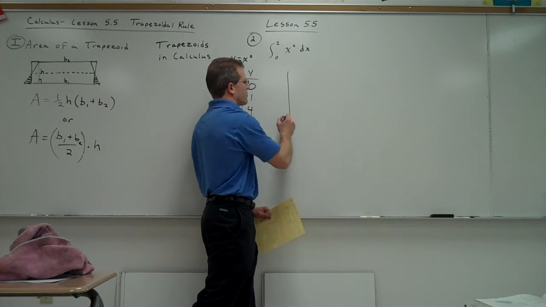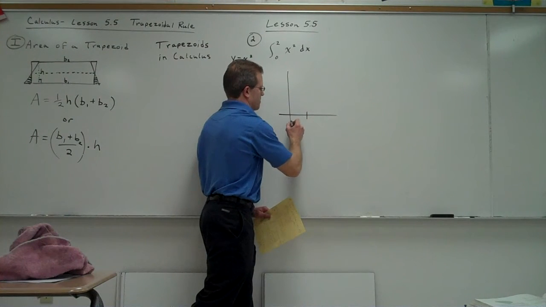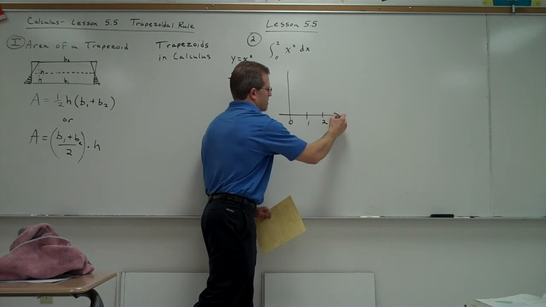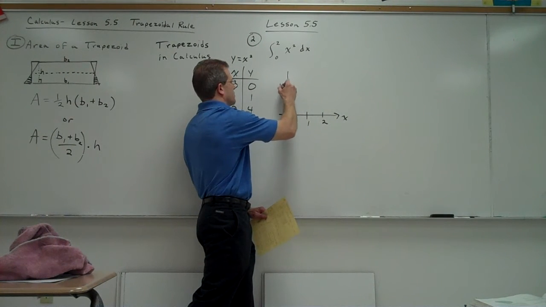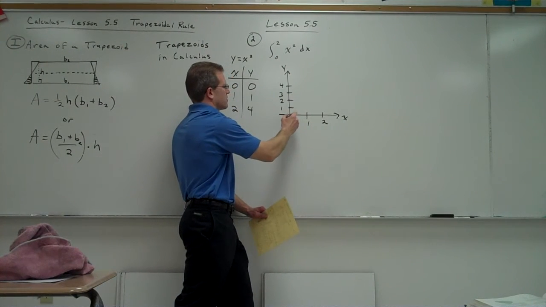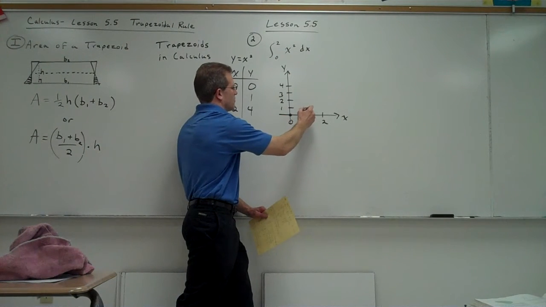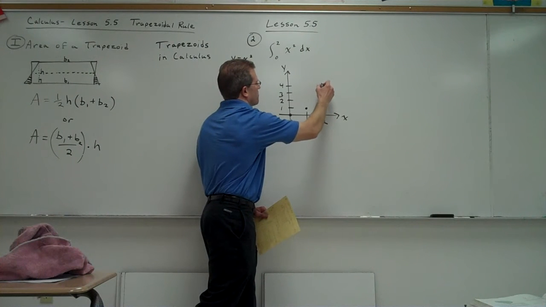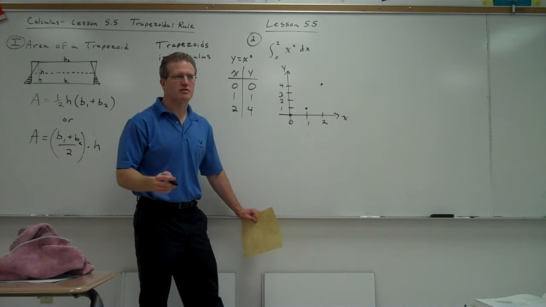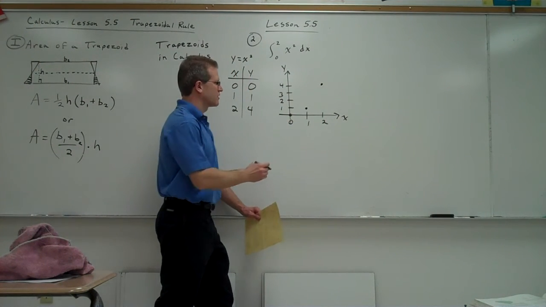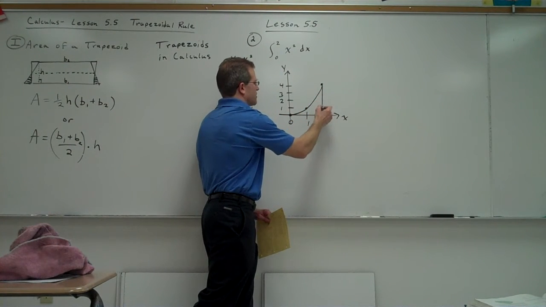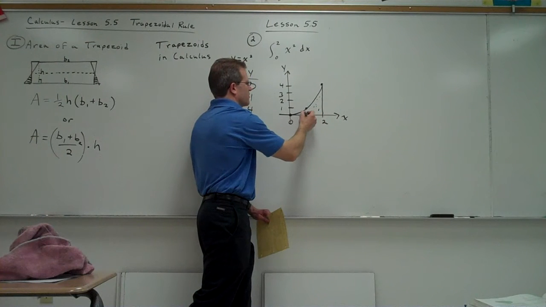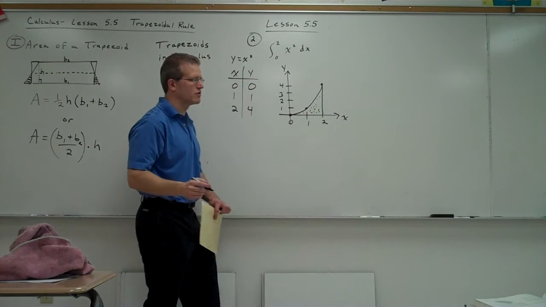Let's sketch the graph. Something like this. So let's graph the points (0, 0), (1, 1), (2, 4). And I hope we know that y equals x squared is a parabola, right? So we're looking at the right half of a parabola, something like this. We're approximating this area under the curve using the trapezoidal rule.